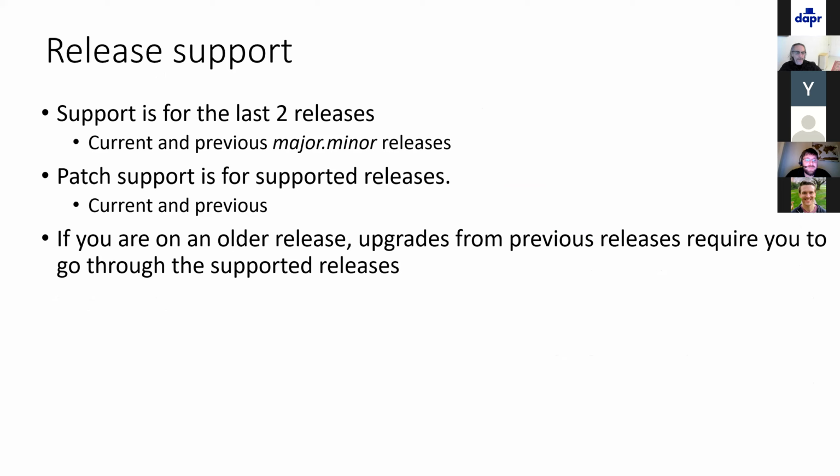Finally, for releases themselves, you'll see that releases are supported for two versions, the current version and the previous version. That's for patching support. So if there is a critical patch that we have to make, or for the two releases that come out for the major and minor versions, you'll see those as supported releases. If you are on an older release, that means there is effectively a moving window. So there's this moving window.